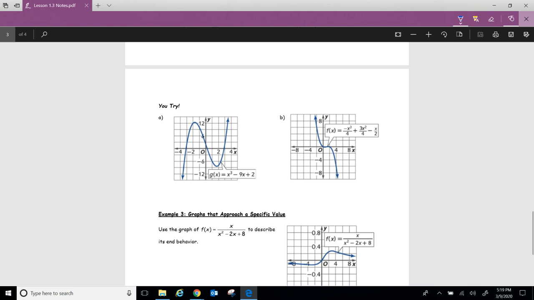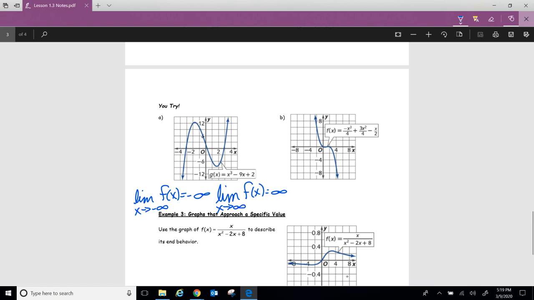Welcome back. Here is A. As x goes to negative infinity for A, my y values are going to negative infinity. So the limit as x goes to negative infinity of f of x is negative infinity. On the right-hand side, as x goes to positive infinity, my y values are going to positive infinity. So the limit as x goes to infinity of f of x is equal to positive infinity.